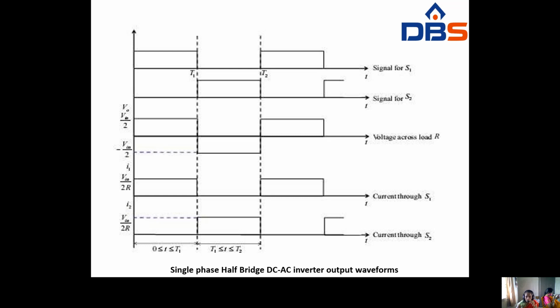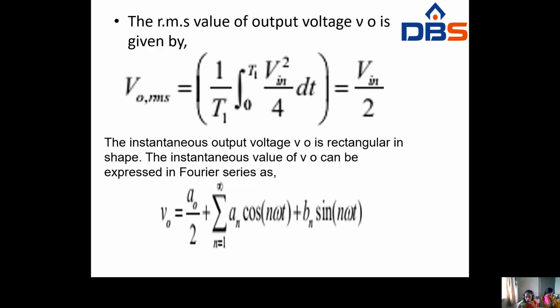The RMS value of the output voltage V0 is given by V0 RMS equal to the square root of 1 by T integral from 0 to T1 of Vin square by 4 dt, which gives Vin by 2. The instantaneous output voltage V0 is rectangular in shape, so the instantaneous value of V0 can be expressed in a Fourier series.